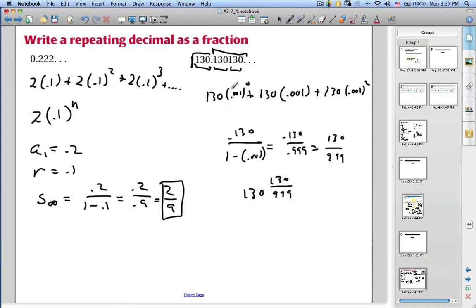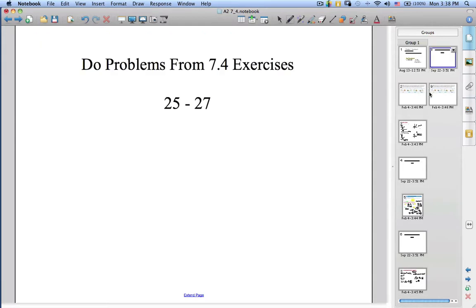The important part is you'll notice how many decimals are repeating. That matches how many decimals I have here. I had 3 decimals repeating. I used 0.001, a number with 3 decimals. Here I had 1 decimal repeating, and I used 1 decimal for my common ratio. Okay, so go ahead and practice that. Do problems 25, 26, 27, and then come back and we'll finish up this lesson.